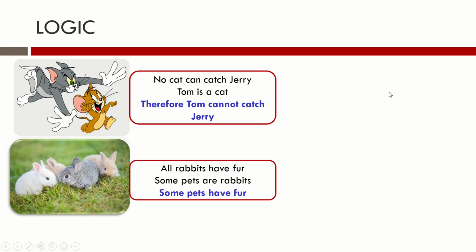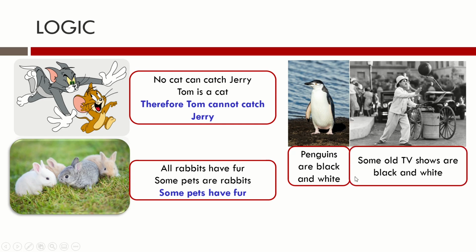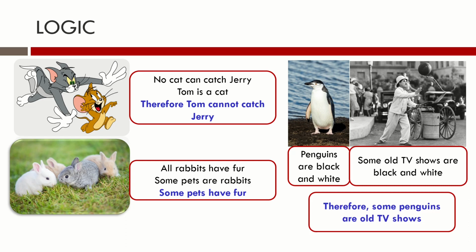Now another example. All rabbits have fur. Some pets are rabbits. Can we conclude that some pets have fur? In all these cases, this is how we actually use logic. Now another example. Penguins are black and white. Some old TV shows are black and white. Can we conclude that some penguins are old TV shows?